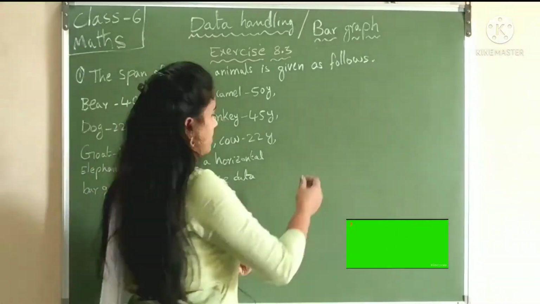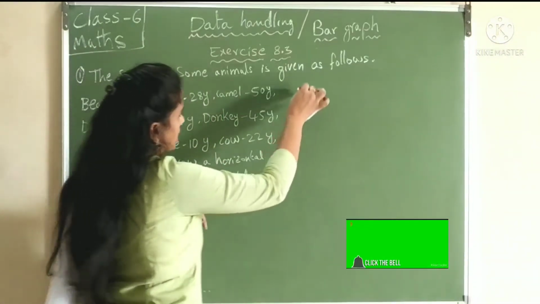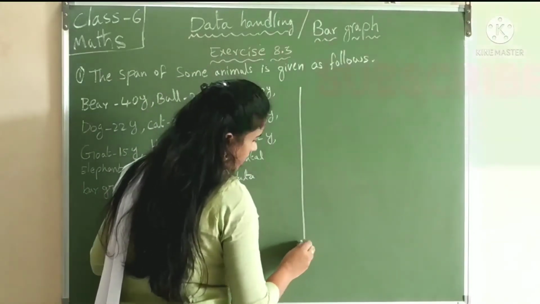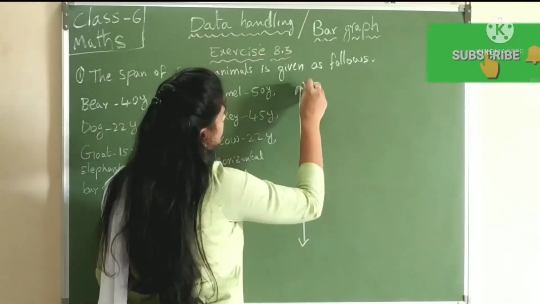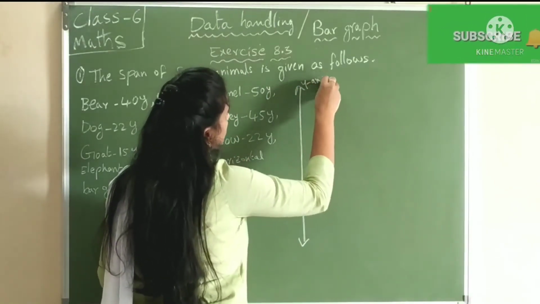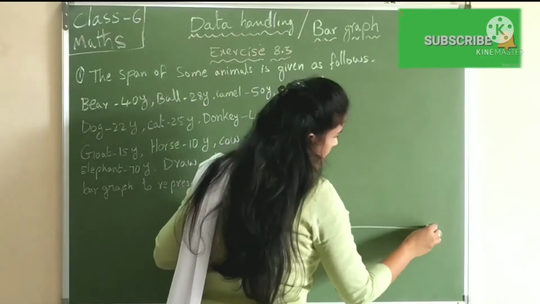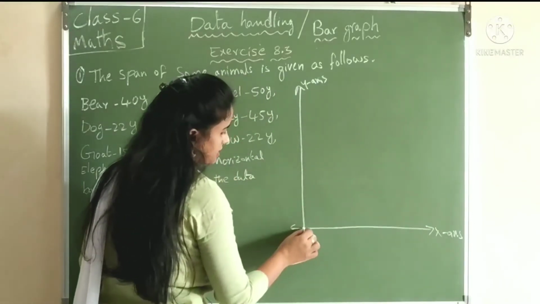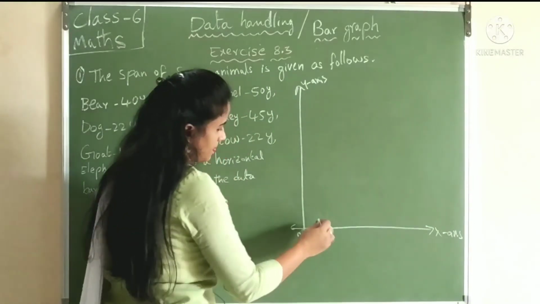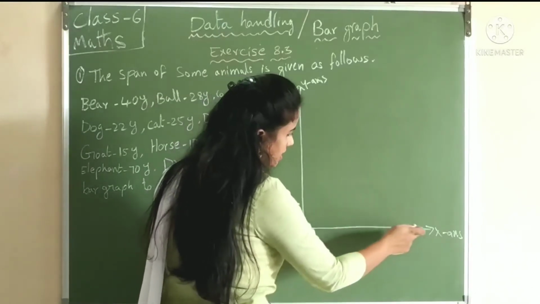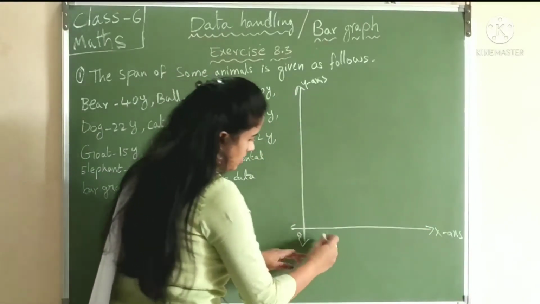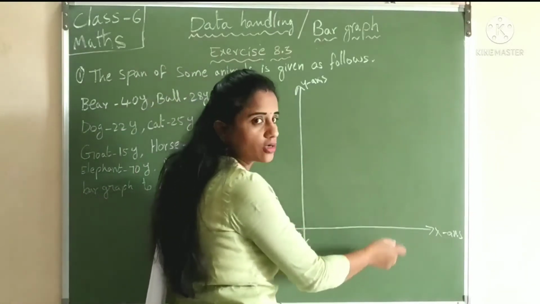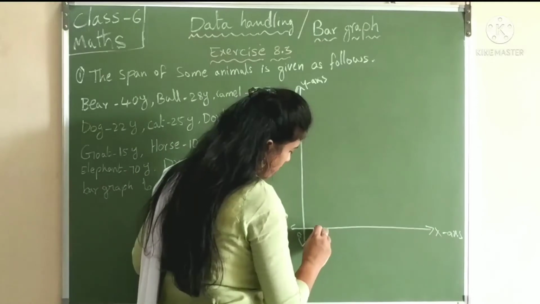To draw the bar graph, first you write the y-axis and the x-axis. The center of the y-axis and x-axis is 0. On the x-axis you write numbers. Why? Because they are asking for bar graphs. The bar should be proportional to the number line. So write numbers here.